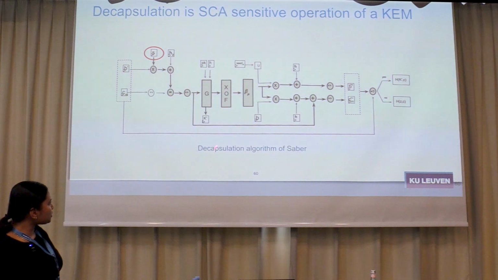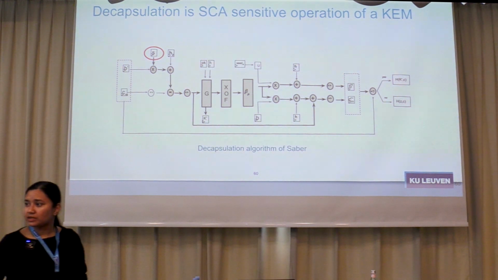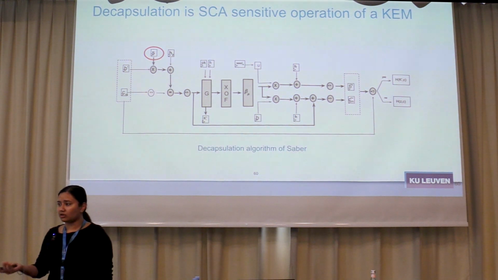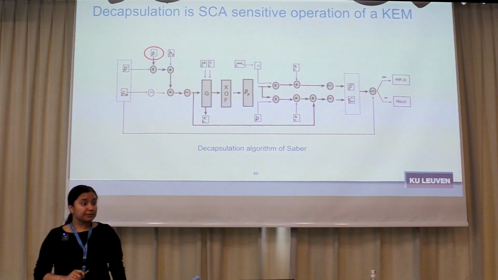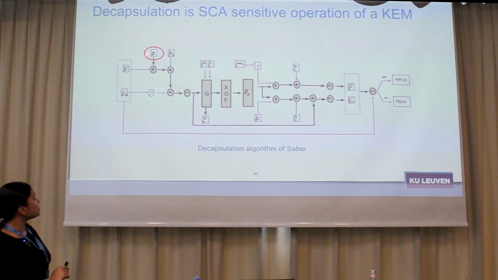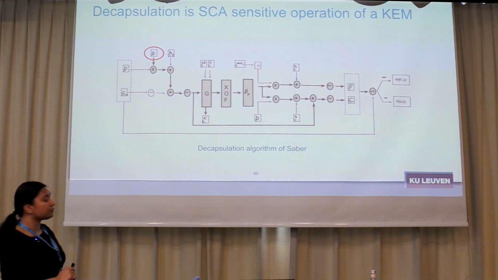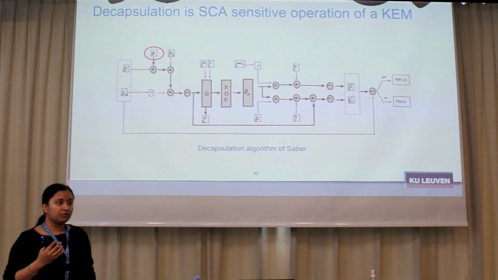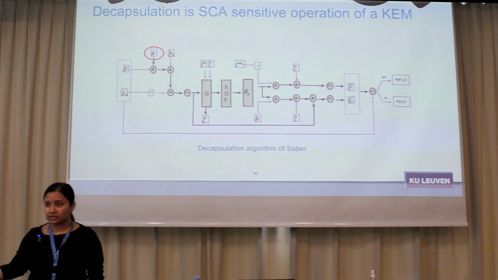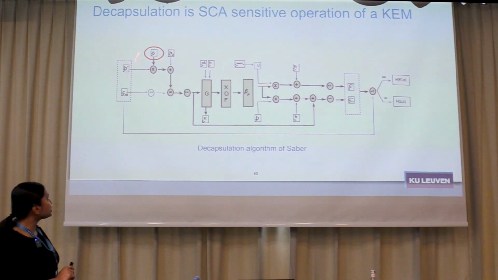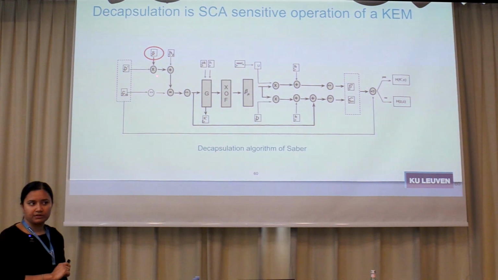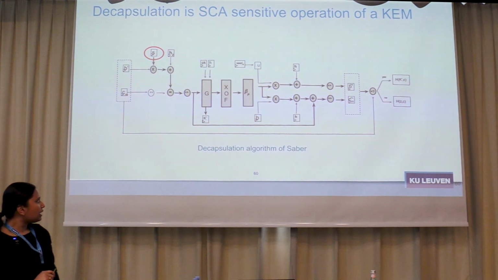And why the decapsulation algorithm? Why not the others? There are several others, right? Encapsulation, key generation and all. Because the decapsulation operation has this long-term secret key. It's non-ephemeral. So you use this secret key several times, maybe for a lot of months or a year. So we have to make sure that this secret remains safe, right? For a long, long time.